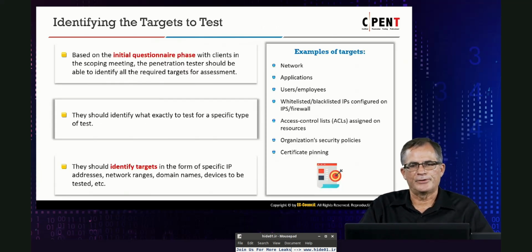Targets to test. We have the questionnaire, so we find out what we're going to test: the IP addresses, maybe the network ranges, domain names, whatever they can give us is going to help us when we go into our costing and doing the actual testing.